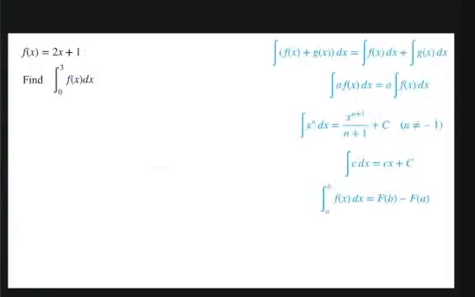Okay, let's move on. We're going to evaluate the integral of 0 to 3 of 2x plus 1. So this is a definite integral. With a definite integral, we find an antiderivative first, and then evaluate it at the top and bottom bounds. So first, let's integrate it. We get x squared plus x.